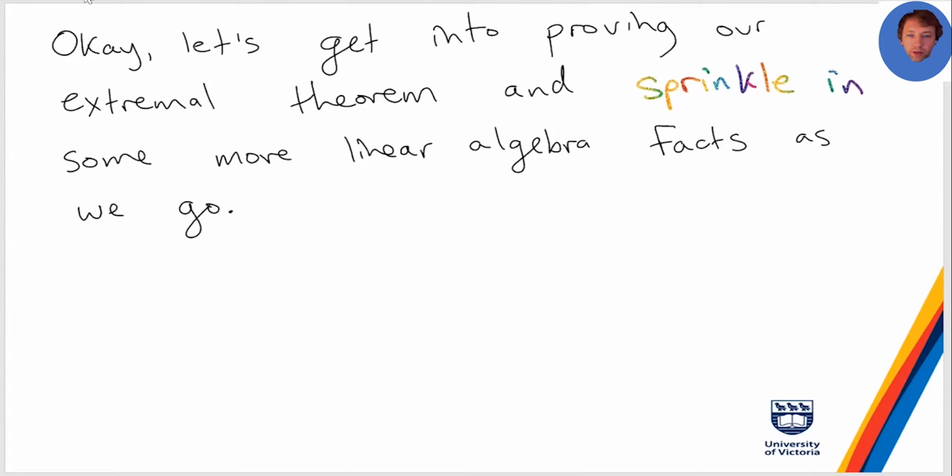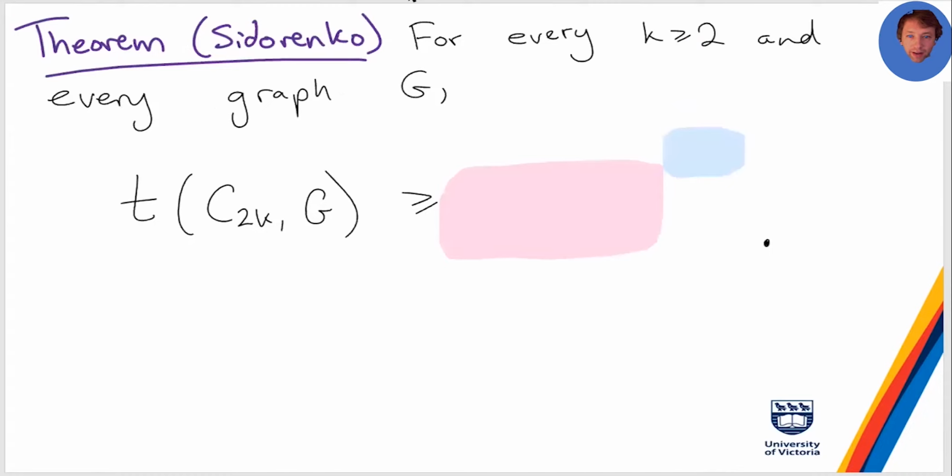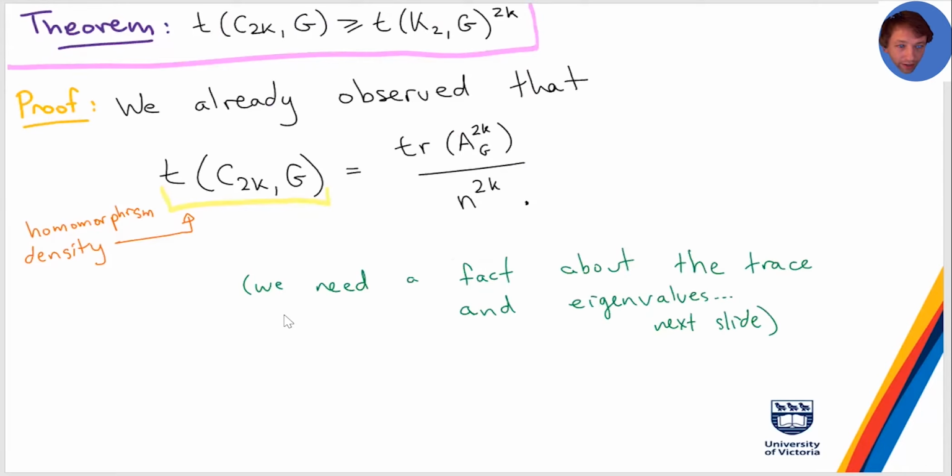But okay, so what do we want to prove? We want to prove that for every k at least 2, every graph G satisfies that the density of cycles of length 2k in G is at least the homomorphism density of K_2 raised to the power 2k. So this is our goal. We already came up with an expression for this homomorphism density: the homomorphism density of a cycle of length 2k is equal to the trace of the 2k-th power of the adjacency matrix over n to the 2k.